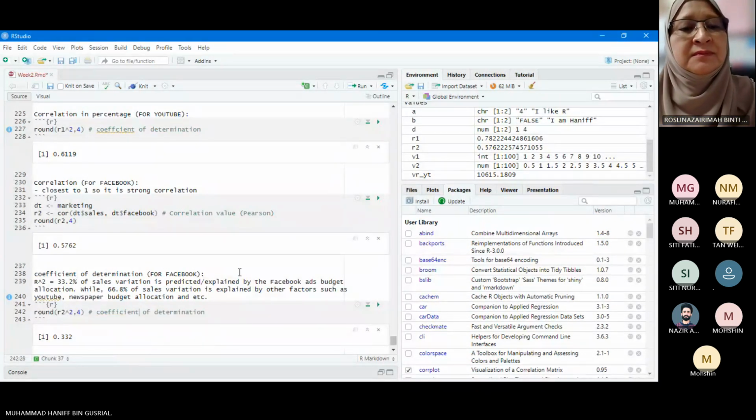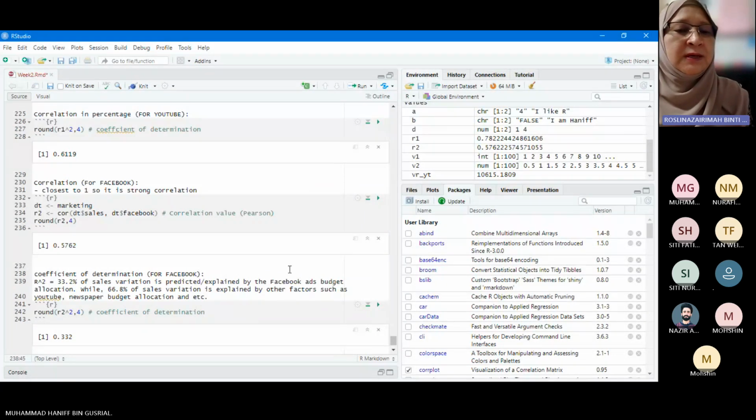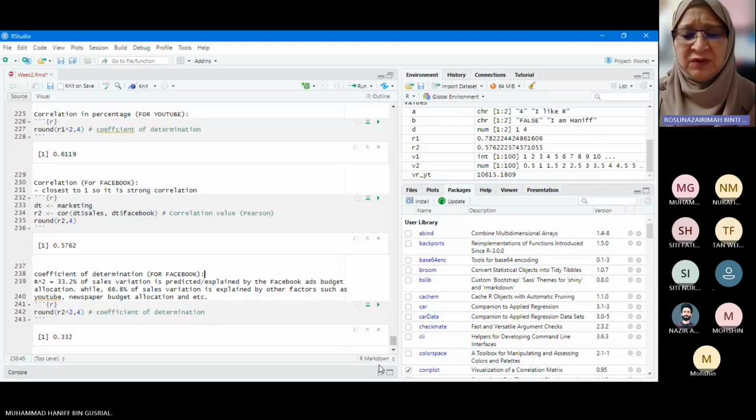Okay, good. So you demonstrate that you understand. The effect is only 33% of the sales variation predicted by Facebook. So Facebook's effect is very low, because the relationship between sales and Facebook is very weak. Okay, good. Thank you, Mr. Hanif. You can do similarly with newspaper. Okay, thank you.